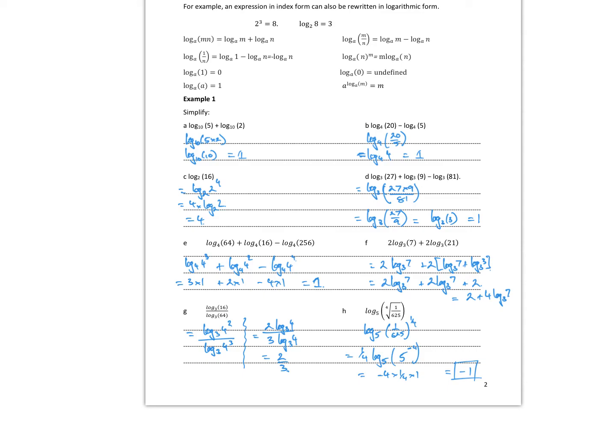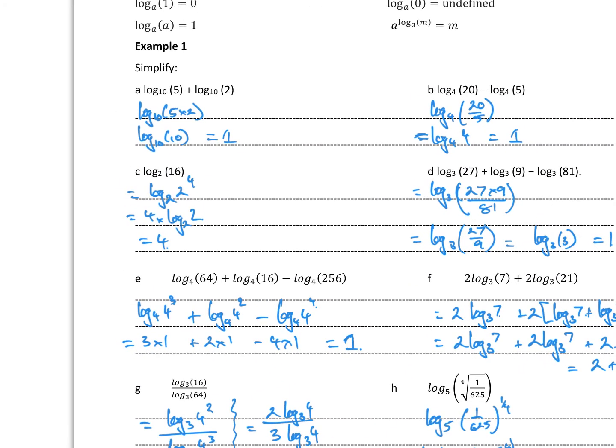Okay, so using our log laws, we know the bases are the same. So if we're going to add logs of the same base, we multiply the numbers. So 5 2s are 10. So I end up with a log base 10 of 10. And if the base and the number are the same, well, that's equal to 1. So our final answer is 1.